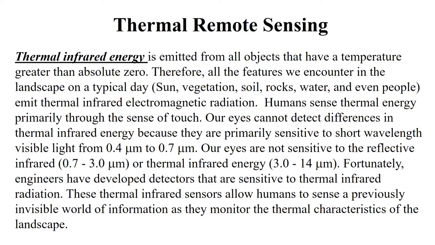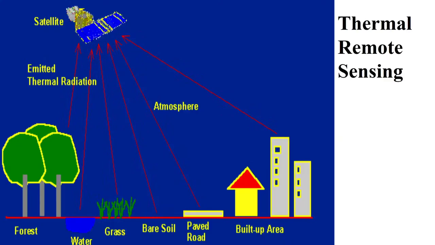Our eyes are not sensitive to the reflective infrared, which is covered under 0.7 to 3.0 micrometer, or thermal infrared energy, which is covered under the 3 to 14 micrometer range of the electromagnetic spectrum. Fortunately, engineers have developed detectors that are sensitive to thermal infrared radiation. These thermal infrared sensors allow humans to sense a previously invisible world of information as they monitor the thermal characteristics of the landscape.